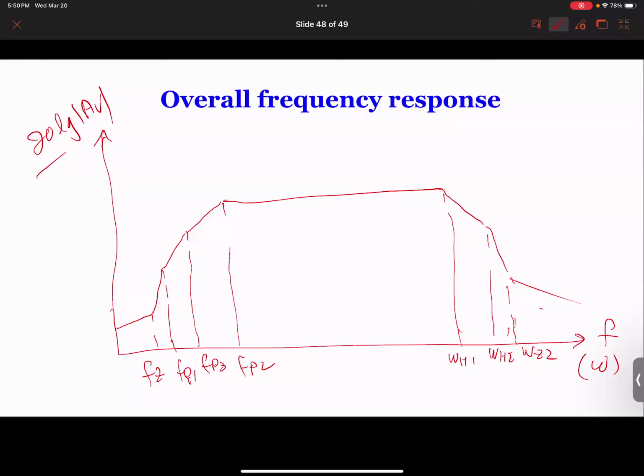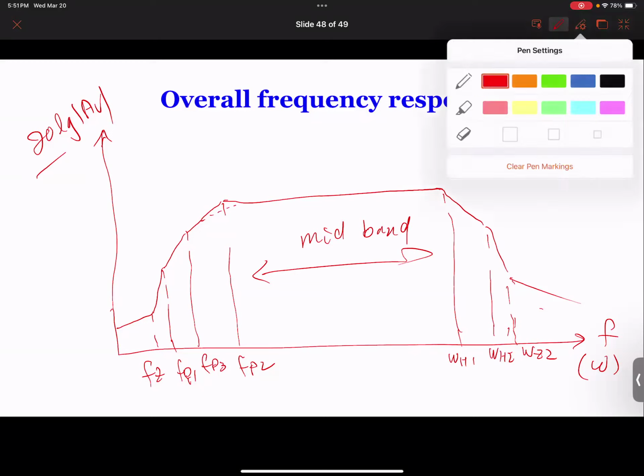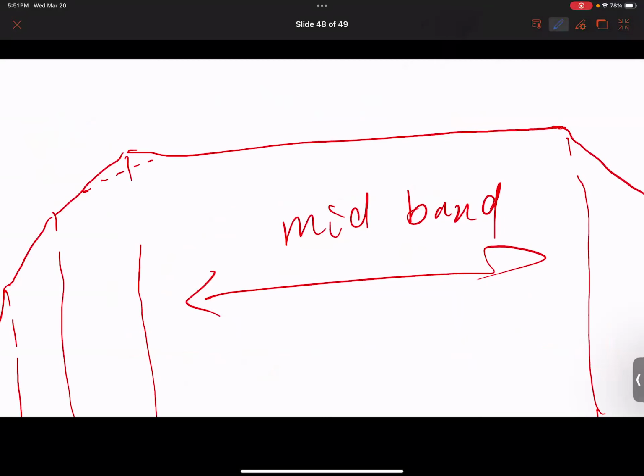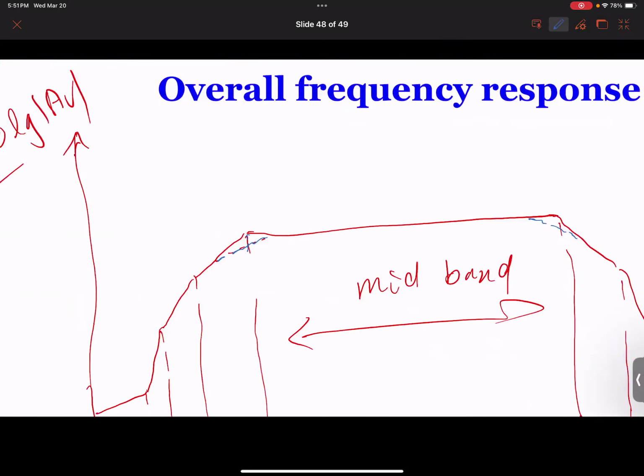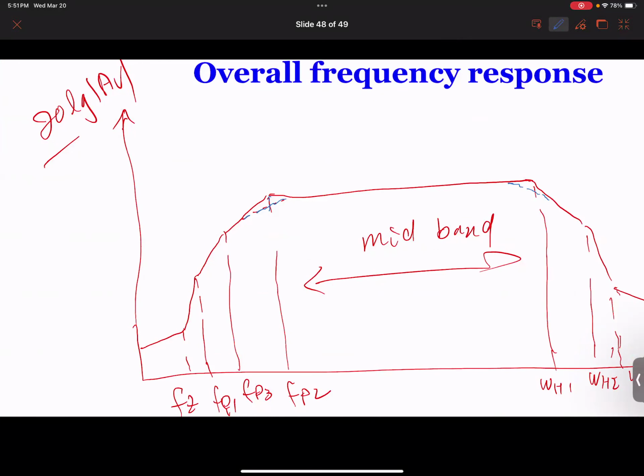And the middle band here is what we call a middle band. So in the middle band, the gain is a constant. It doesn't do anything to the frequency. But once you get close to this 3 dB, which is right here, your output is going to start to distort. And once you go beyond the 3 dB, your gain is going to drop significantly.